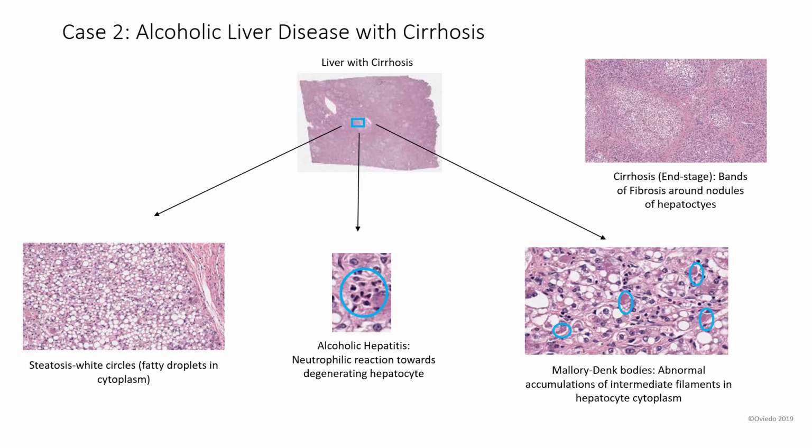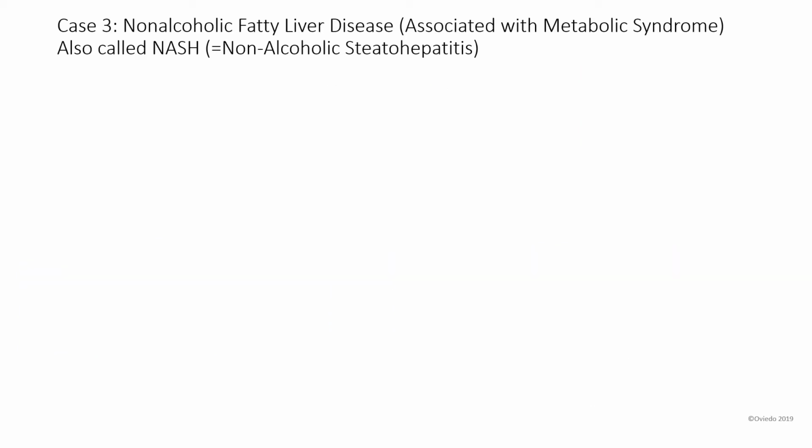And finally, I've shown the cirrhosis, which can be the end stage of alcoholic liver disease. The bands of fibrosis form around nodules of hepatocytes, which is, of course, the appearance of cirrhosis. Case 3 is non-alcoholic fatty liver disease, which is associated with metabolic syndrome. This is also called NASH, which stands for non-alcoholic steatohepatitis.